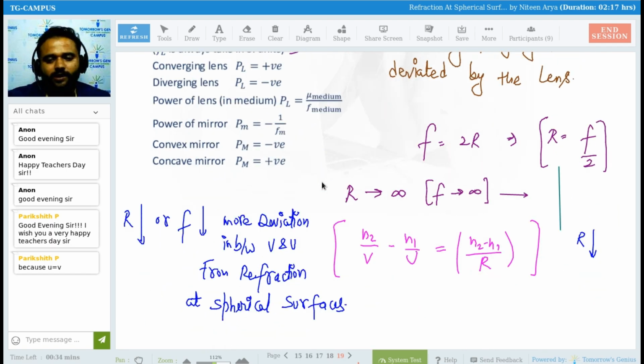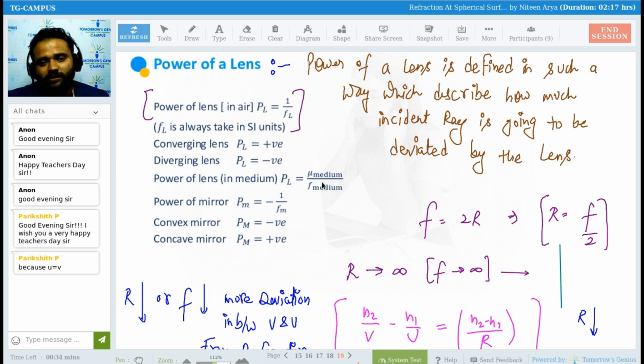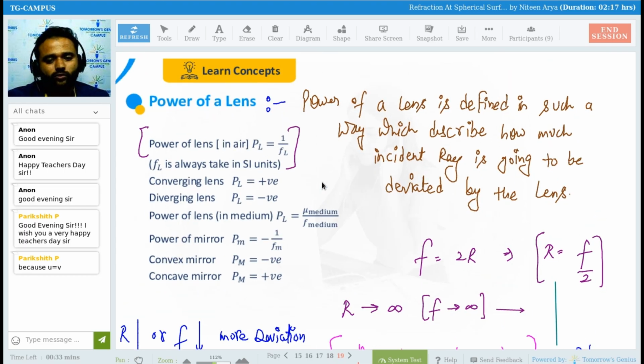So with this relation, as you can see, for a plane surface we have the largest radius of curvature, we can say largest focal length, infinity. We don't get any particular deviation. So we need to make the focal length smaller: the more deviation, the less focal length, the more power. It is going to deviate more and more. So using this relation, where FL is always taken in SI unit, meaning in meters, the power of a lens in air is PL equals 1 by FL.